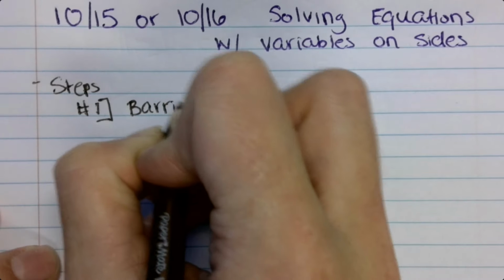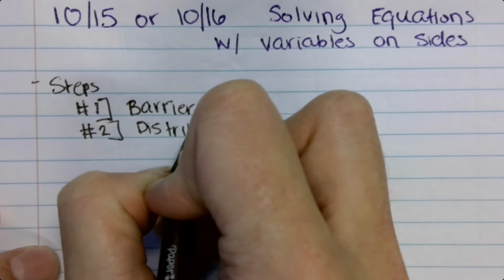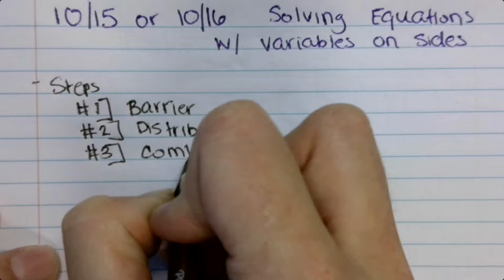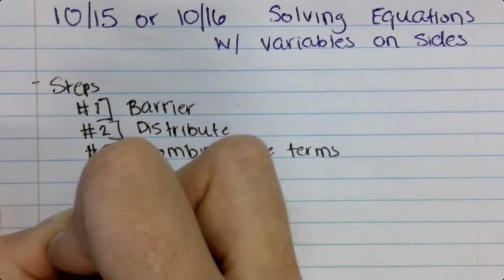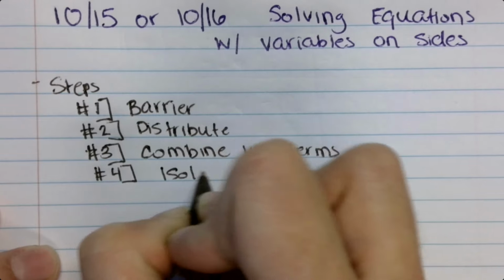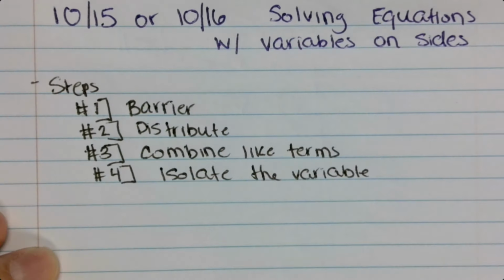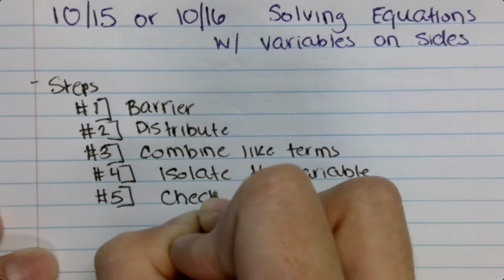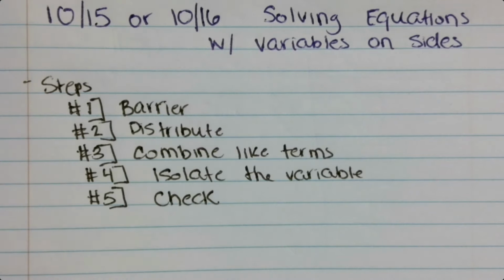Number 1 is that barrier. Number 2 is distribute. Number 3, we are combining those like terms. Number 4, we are going to isolate the variable. And number 5 is going to be to check. Okay? Our 5 steps are not changing. Hopefully they are getting ingrained in your brain.